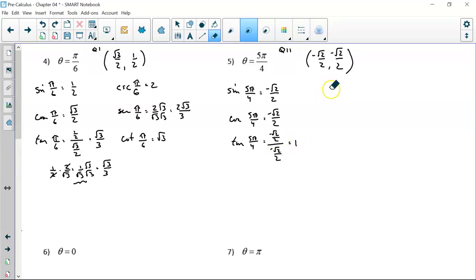Now our reciprocals, the cosecant of 5 pi over 4. So it's going to be negative 2 over root 2. When you rationalize it, you get negative 2 root 2 over 2, which is negative root 2. Our secant of 5 pi over 4 is going to be negative 2 over root 2. We already know that that's going to rationalize to negative root 2. And our cotangent of 5 pi over 4, the reciprocal of 1 is 1, and there we go.